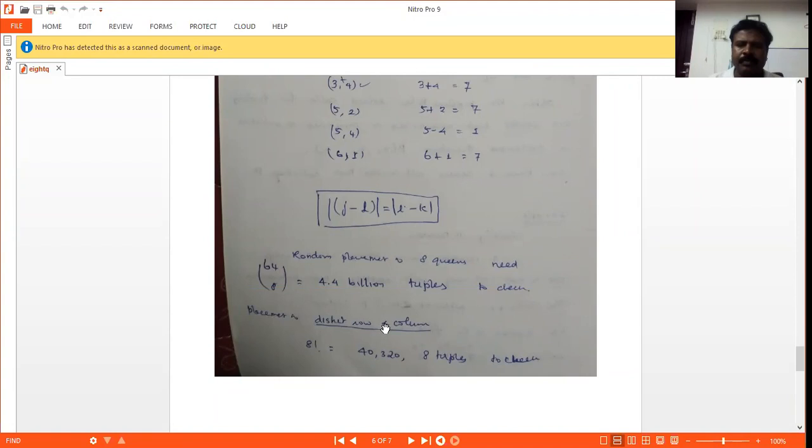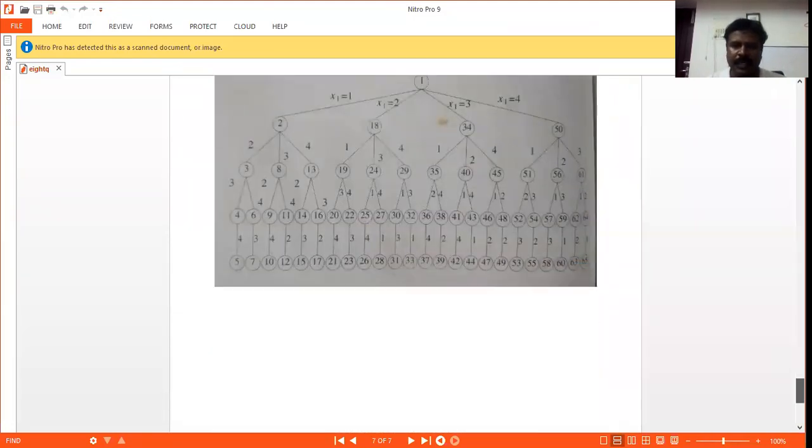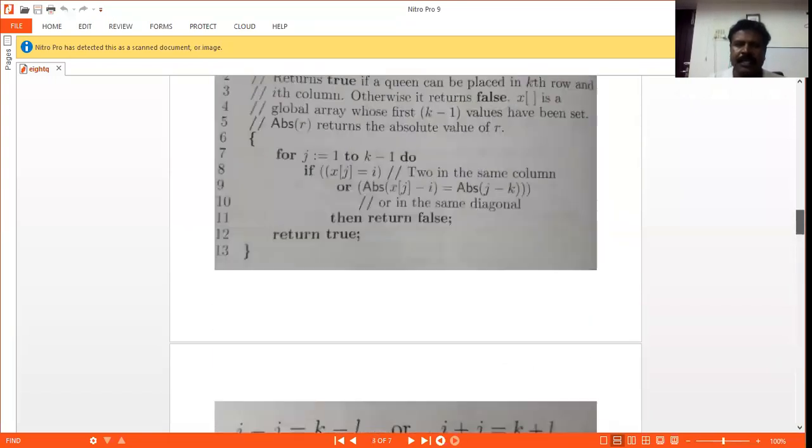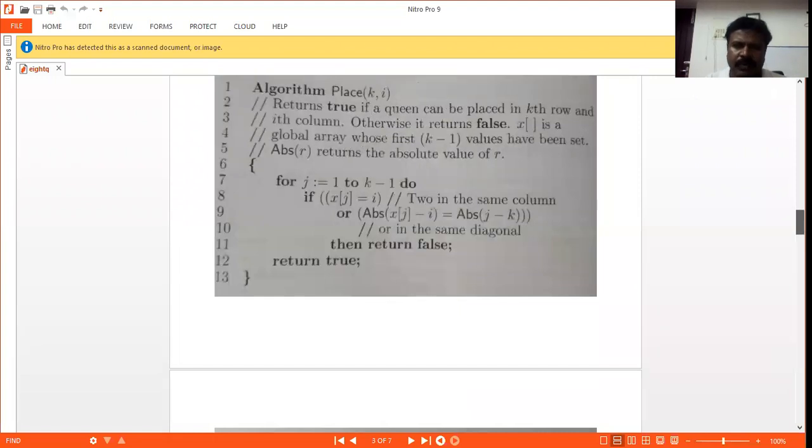Suppose we are having the restriction of distinct row and column, we are having the possibility of 8 factorial, that is 40,320 branches. So within that 40,320 branches, if you are finding the diagonal attack also, we can reduce the number of branches and we have to go for finding the result, right? So here, that's all. You go through that algorithm. I give that algorithm once again. I will trace out and I will explain that algorithm in detail in offline video, right?